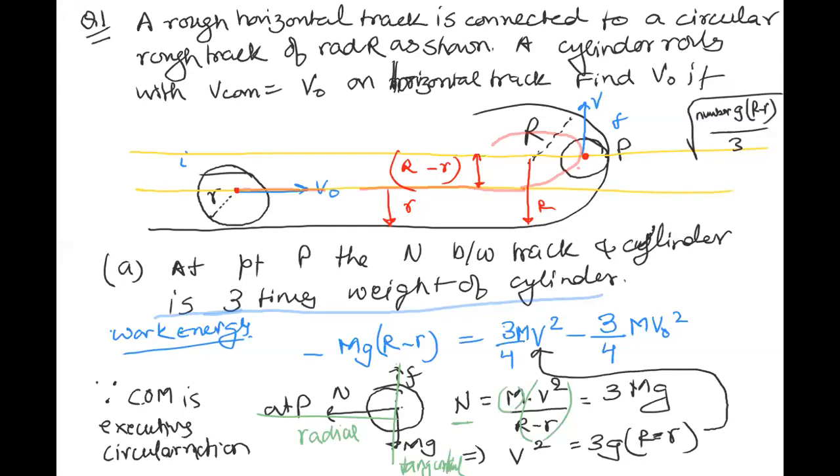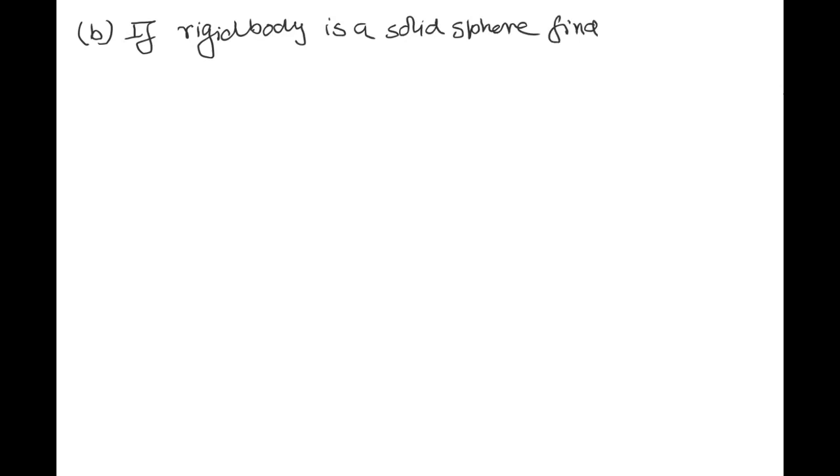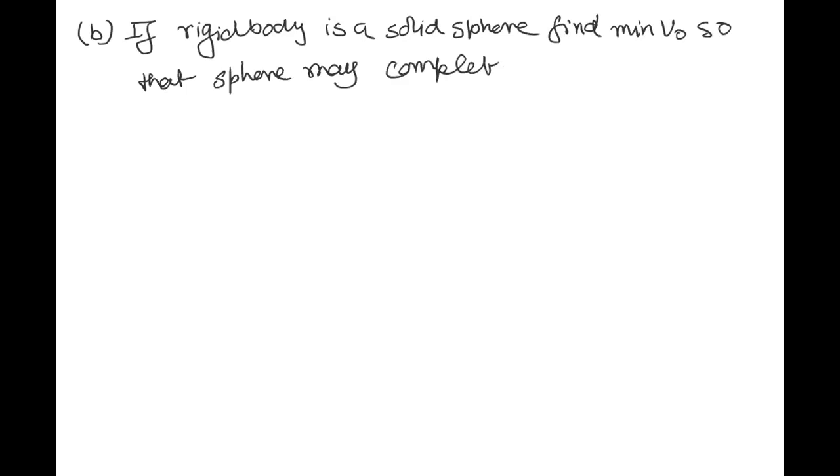B part. If the rigid body is a solid sphere, find the minimum V naught so that the sphere may complete a circle on the track.